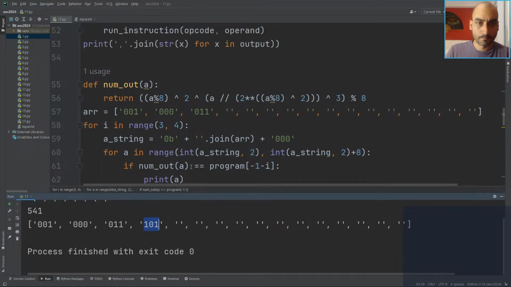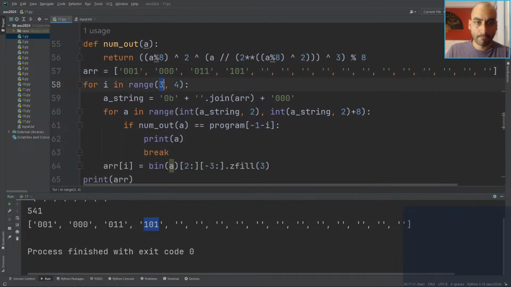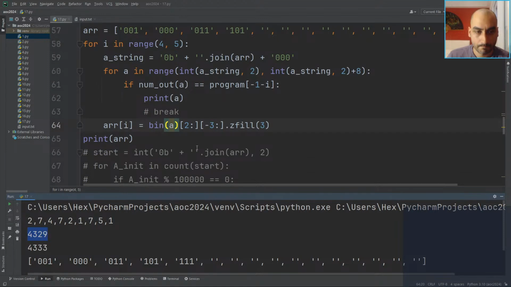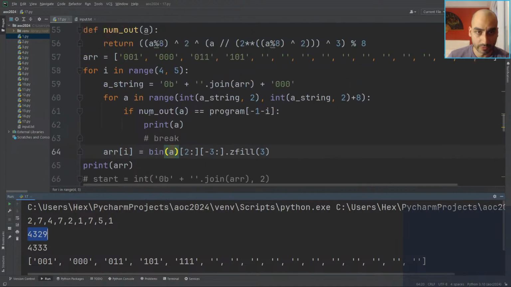One and 1. And then we've got 2. God. 4, 3, 2, 9. Is there a way we could know which one we want? Alright, 4329. Go with 4329 then. This is probably the one which fails.